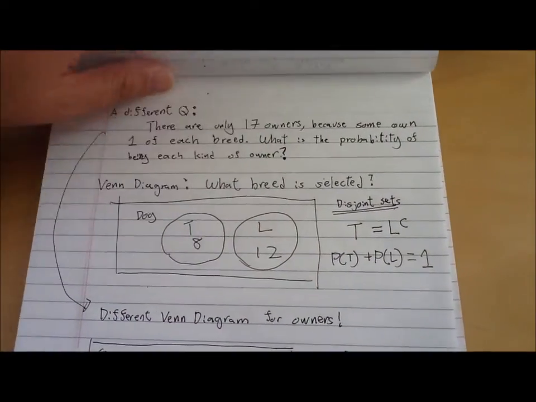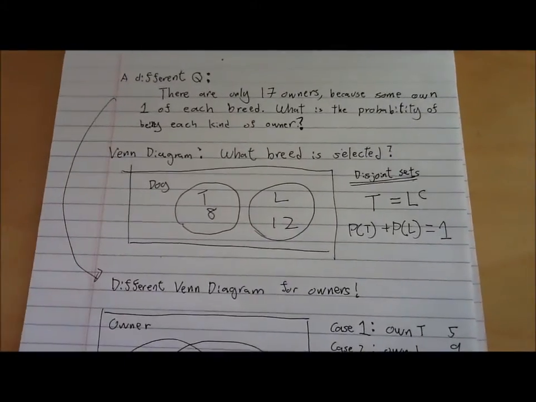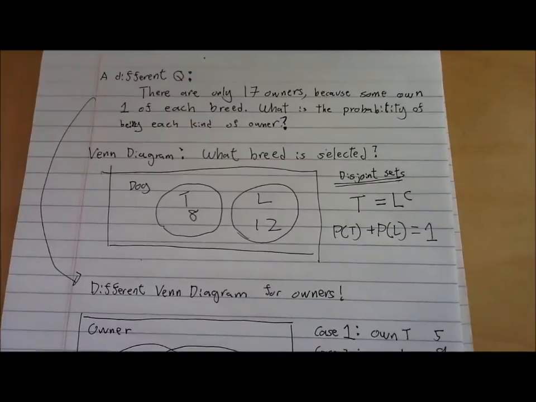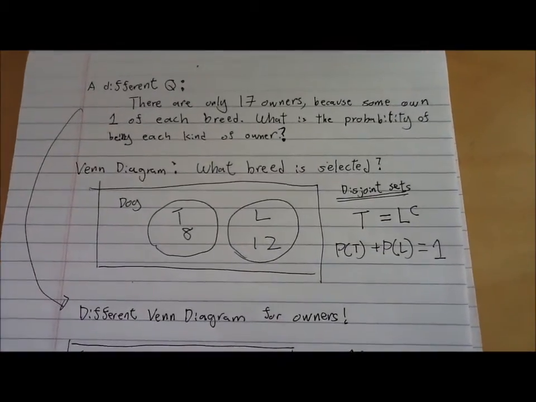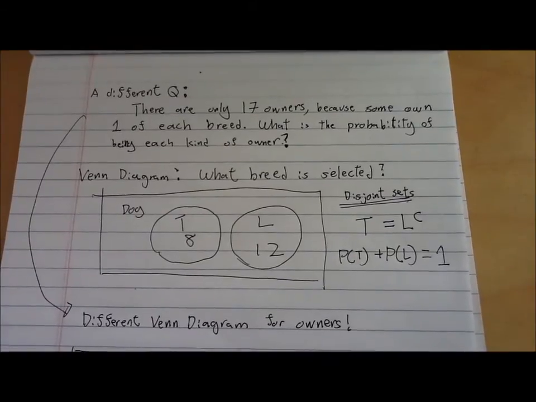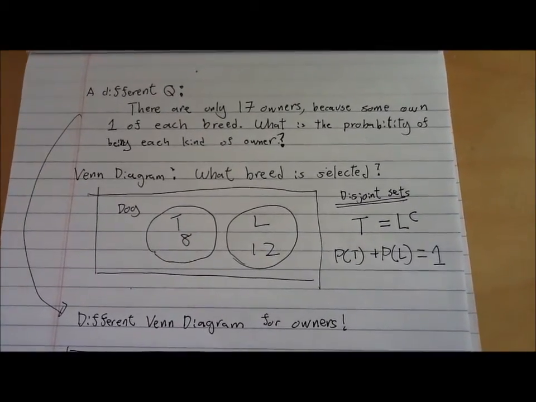Right, now let's move on to a second variation of the same example and ask different questions. There are only 17 owners because some own one of each breed. Then what's the probability of being each kind of owner? So right now, the question is about the owners, not about the dogs.